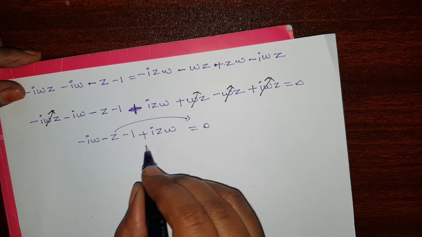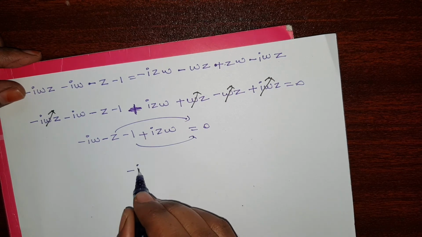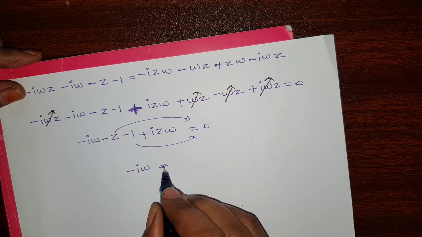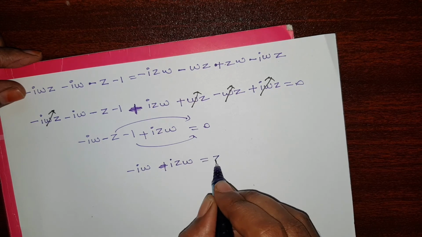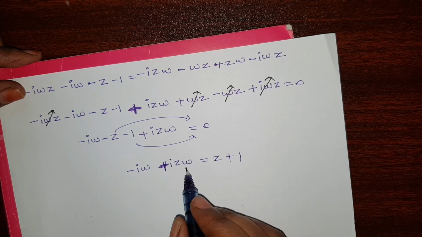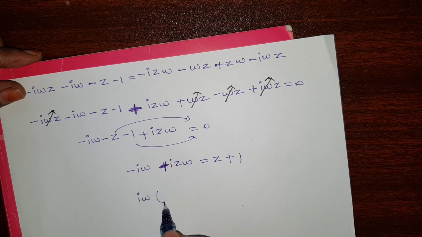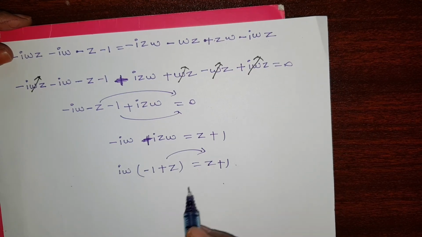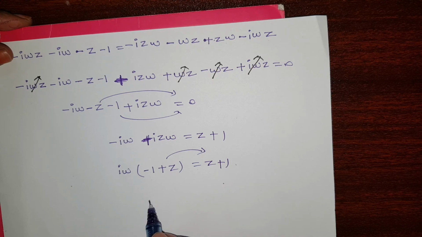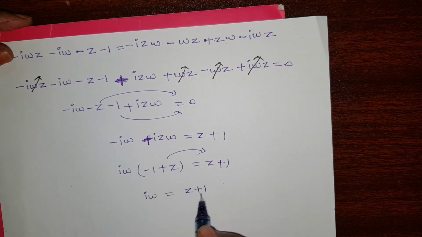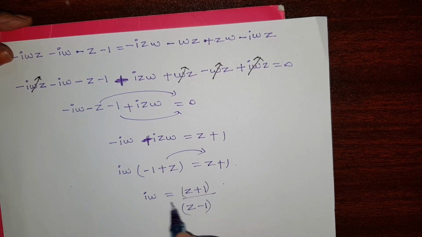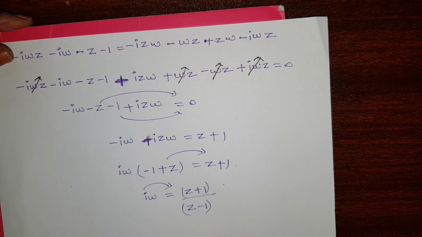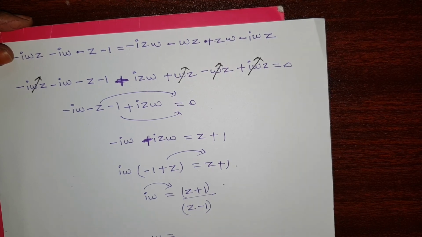So taking this Z and 1 to the right hand side, it becomes minus IW plus IZW equal to Z plus 1. Then taking the IW common outside, it becomes IW into (minus 1 plus Z) equal to Z plus 1. Taking this to the right hand side, multiplication becomes division: Z plus 1 divided by Z minus 1. Taking this I to the right hand side, it is in multiplication, while taking it after the equation, it becomes division. So Z plus 1 divided by I into (Z minus 1).